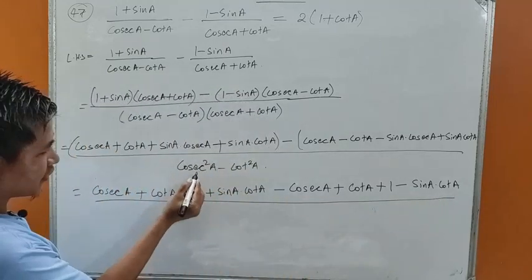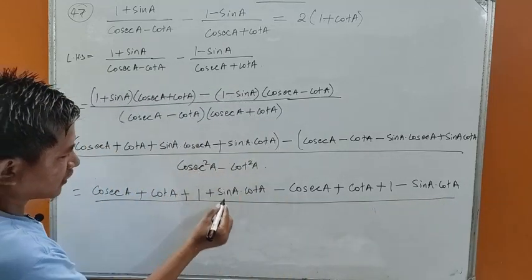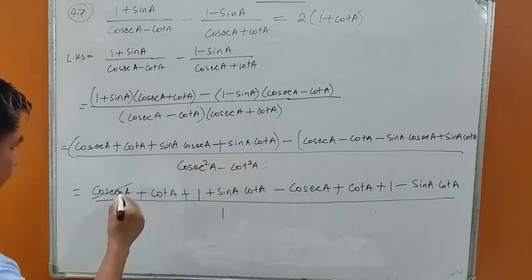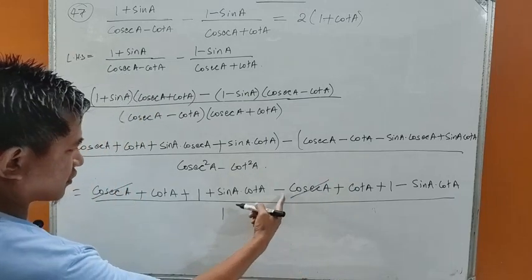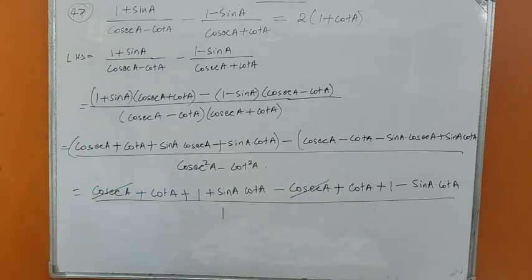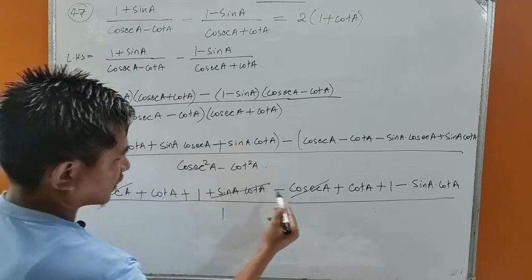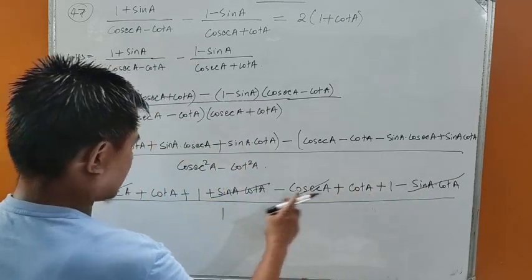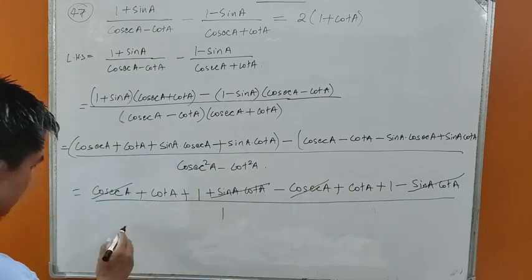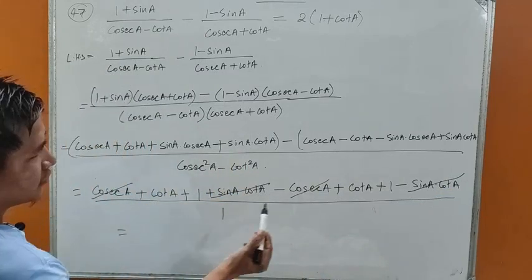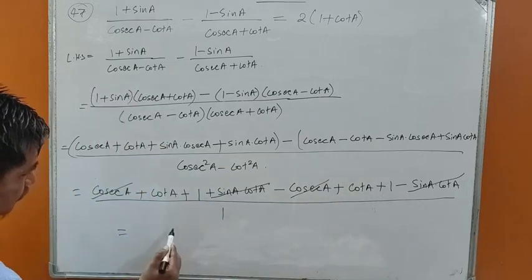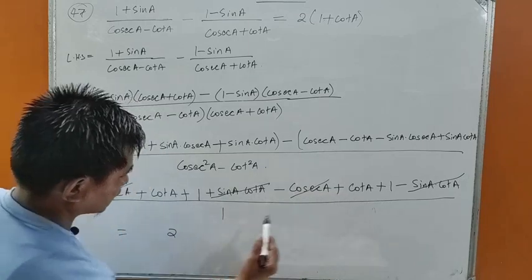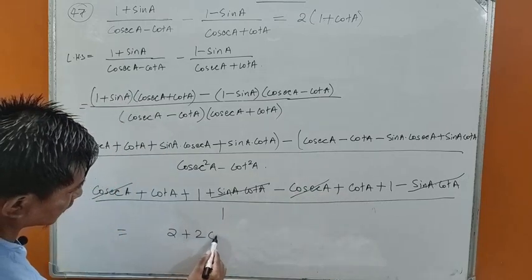So in the denominator we have cosec square A minus cot square A, that is 1, isn't it? So this cosec A and this cosec A can be cancelled because this is minus and this is plus. So this plus sin A cot A and minus sin A cot A can also be cancelled. So we have 1 plus 1, 2 plus, let me write this. This is 1 and this is 1. So 2, again plus cot A is plus 2 cot A.